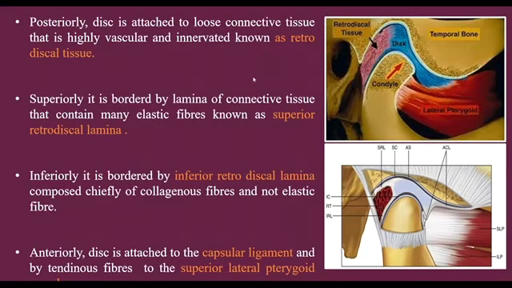Superiorly, this is bordered by a lamina of connective tissue, which contains elastic fibers. It is known as the superior retrodiscal lamina. And inferiorly, it is bordered by the inferior retrodiscal lamina, composed chiefly of collagenous fibers, but not elastic fibers. Anteriorly, the disc is attached to the capsular ligament by tendinous fibers of the superior lateral pterygoid muscle.